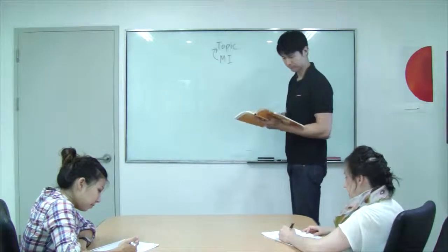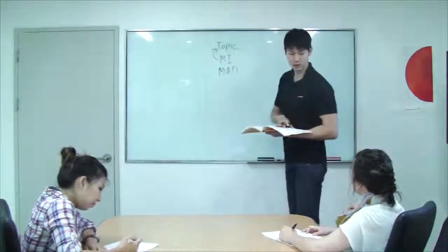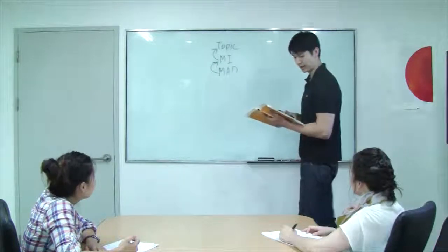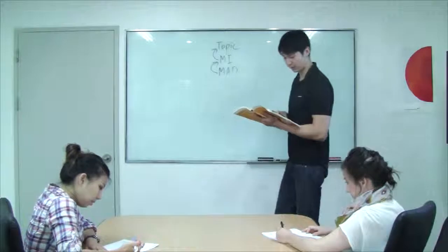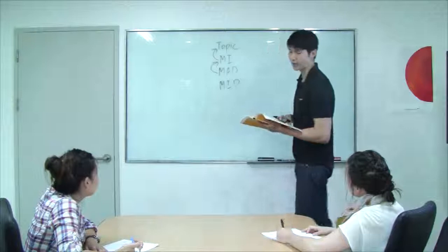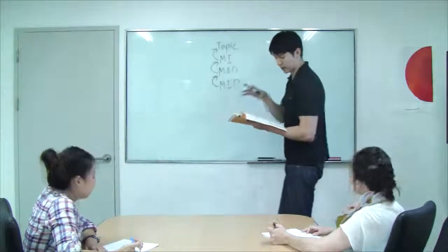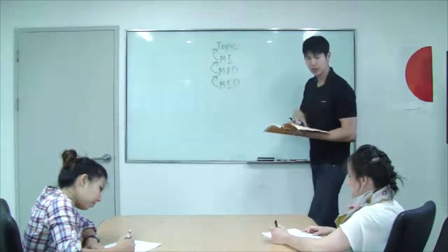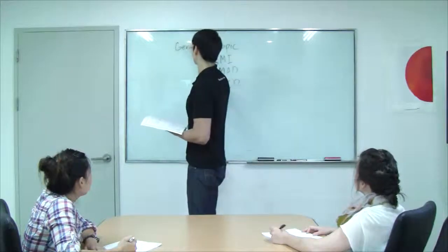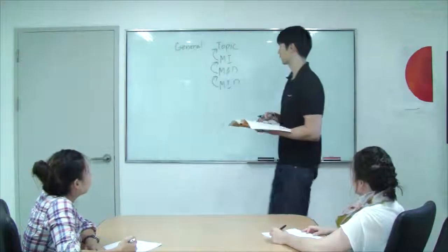Let's look at major supporting details. What are they, Megan? Information that develops the main idea. Good. So major details, what do they support? The main idea. Very good. And lastly, what are minor supporting details, Sharon? Information that further explains the major details. Good. So what do minor details support? The major details. Good. So looking at this chart, what is the most general, Megan? The topic. Good. And what is the most specific, Sharon? The minor details. Good.